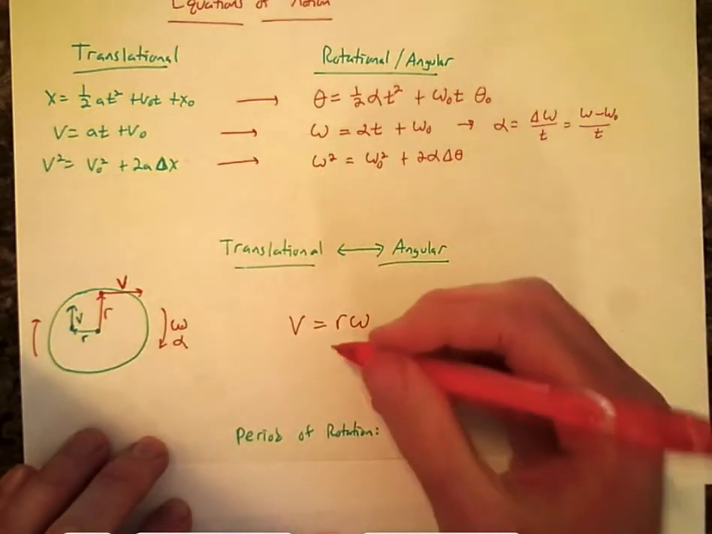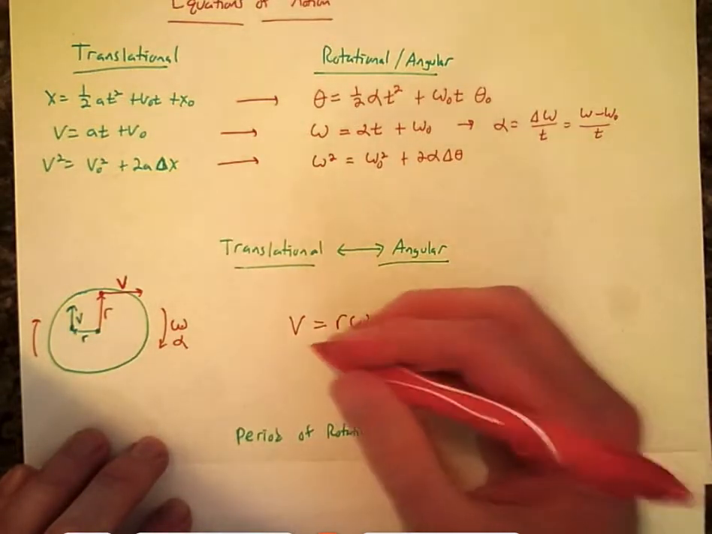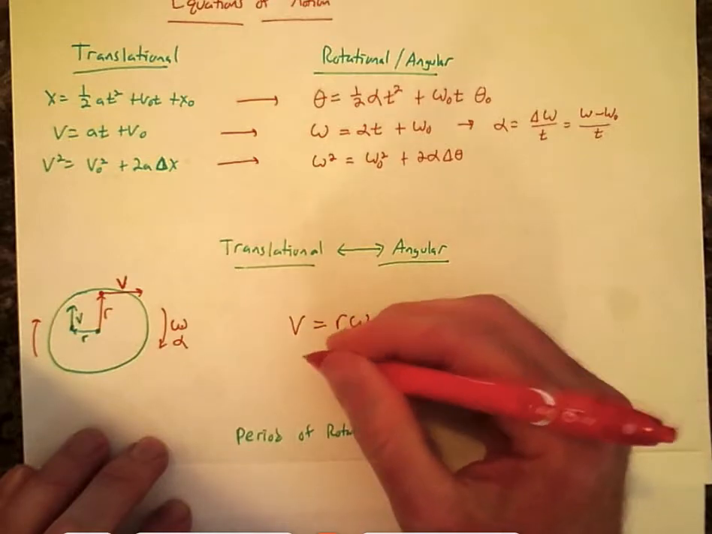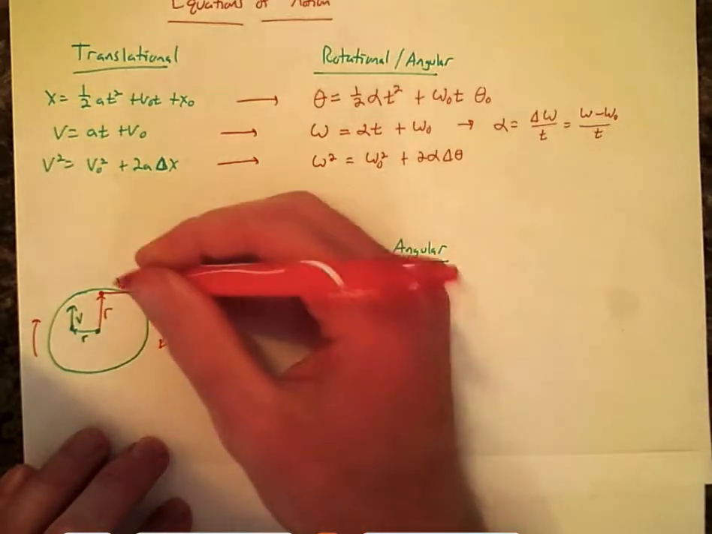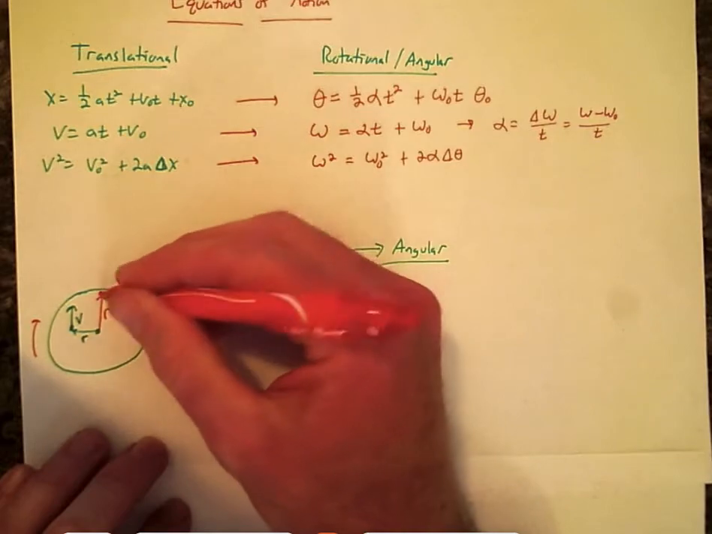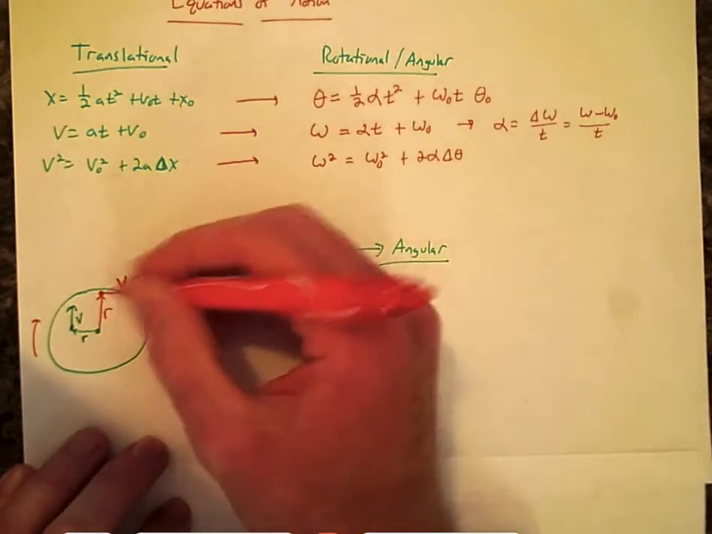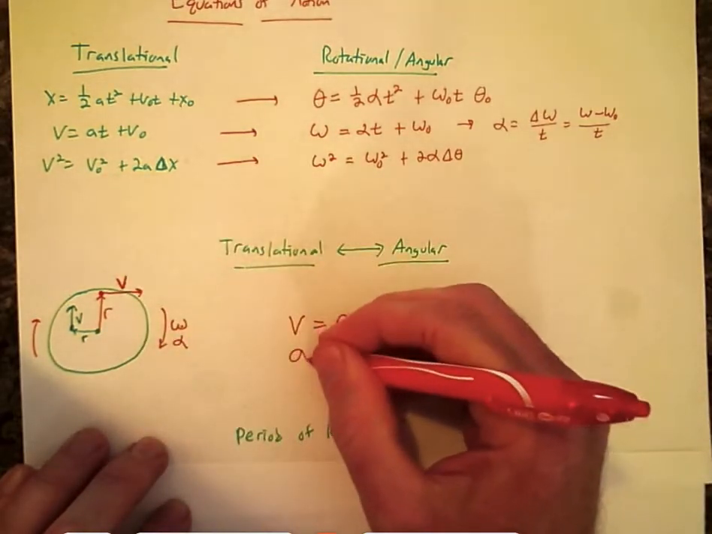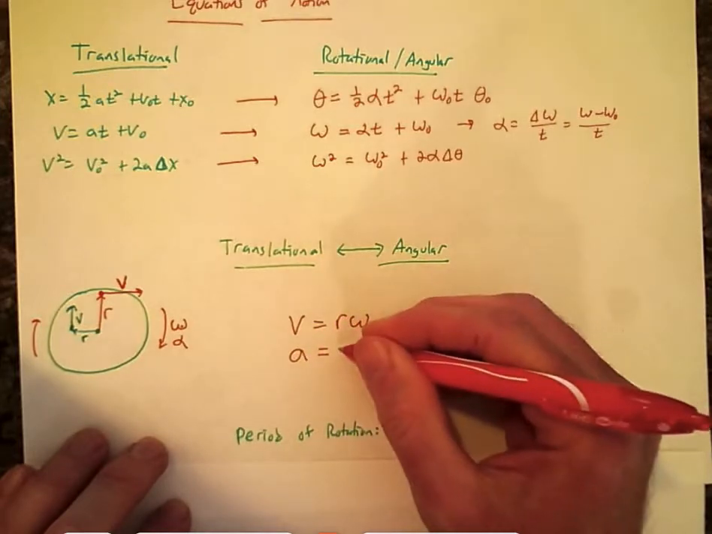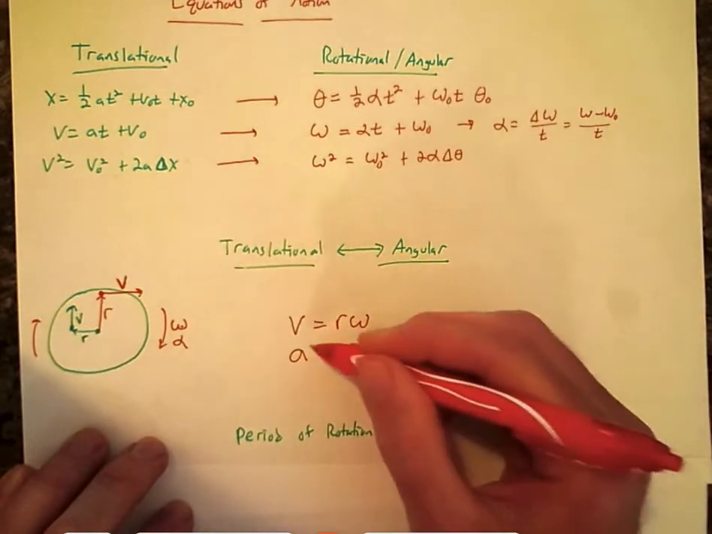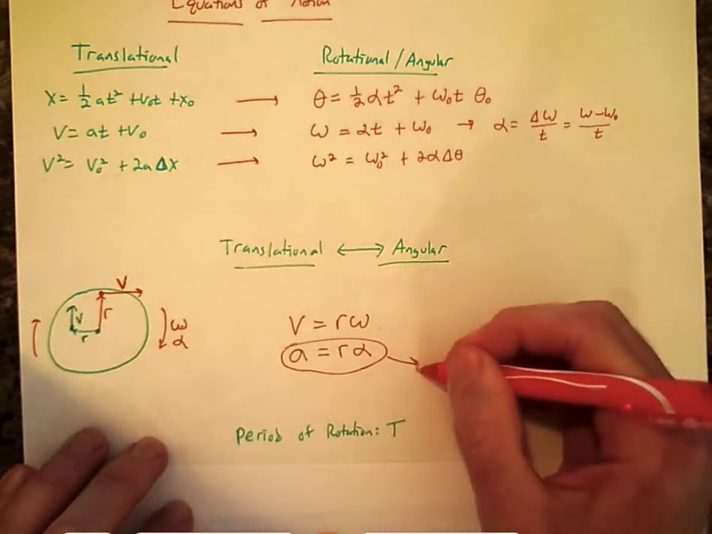I can do the same thing for the position and for the acceleration. For the angular acceleration, if this thing is speeding up, then this spot right here is actually getting faster and faster as well. So I can have a translational acceleration, which is going to be r times this. Hang on to this for a sec because there's something I'm going to add in.